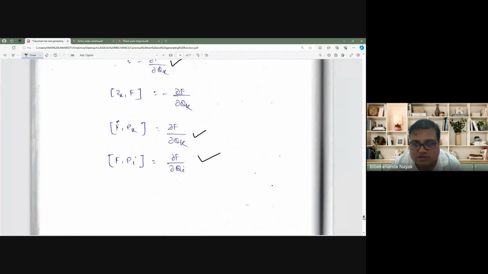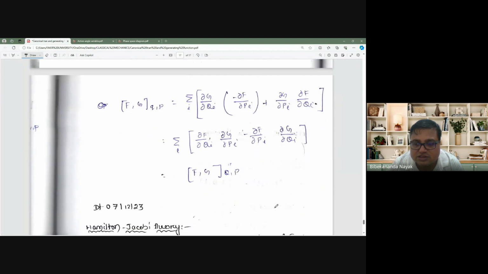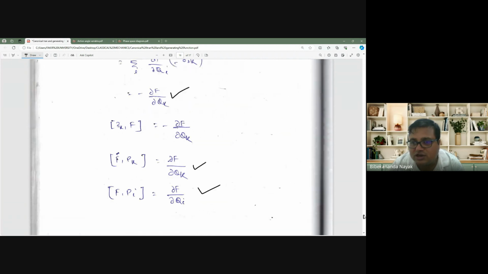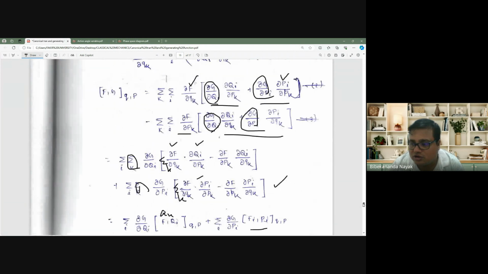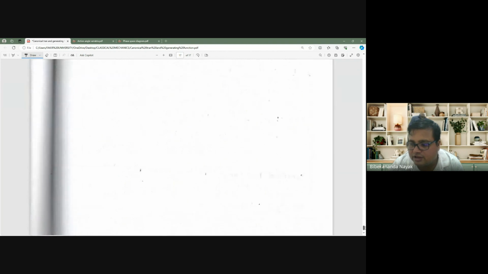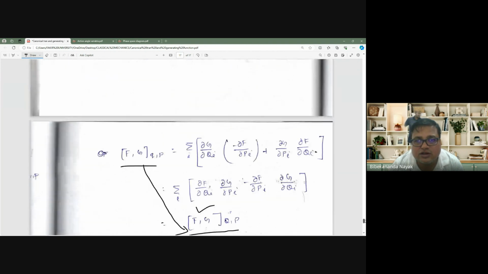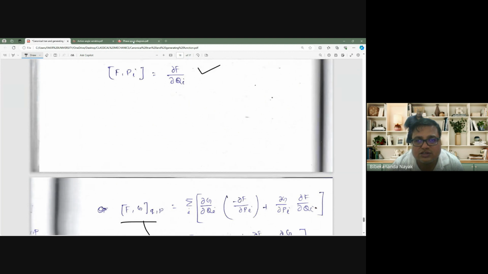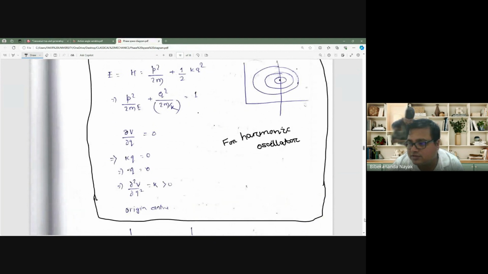Okay, so now put these things here, then you get this {F, G} in terms of q, p. We have already proved this: the Poisson bracket is invariant under canonical transformation. To check this, all is written here. Then go to the next thing, phase space.